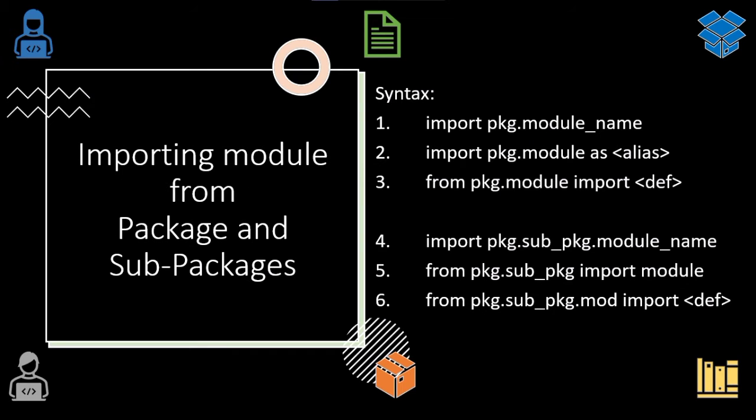Let's see how to import from a package and sub-package. For importing, we know that we have to use the import keyword. To import a module from a package, we can directly write import package name dot module name and it will import it. To import a module from a sub-package, we have to import the package, then the sub-package, and then the module. So for that, we have to write import package name dot sub-package name dot module name.